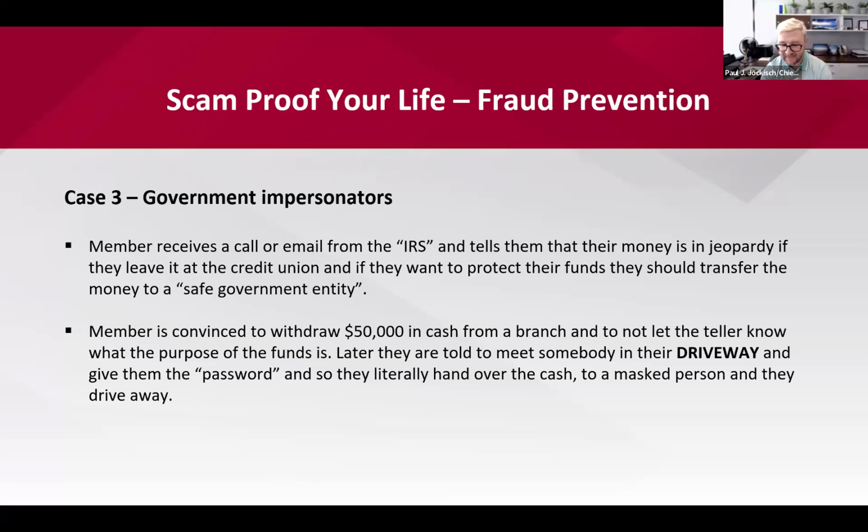They went to a branch and they withdrew a lot of money, $50,000 in cash again. And they were told by this scam that again, right, the credit union wasn't safe. Your money isn't safe there. And so they kind of concealed the purpose of what the funds were for. And in a very elaborate scheme, these people said, okay, because we're with the government, we know where you live. We're going to go to your driveway, literally to your driveway. And please give them the password, whatever the password is. And then we'll know that that's you. And they literally gave cash to these people in a car and they drove off with the funds.